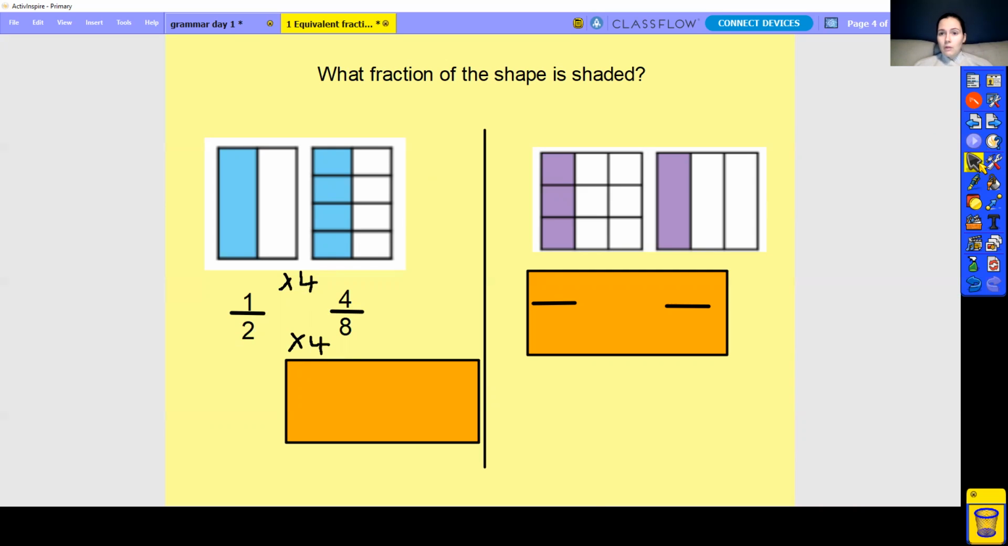Would you like to have a go at the one that's on the right now? So please pause the video and have a look at the one that is on the right.